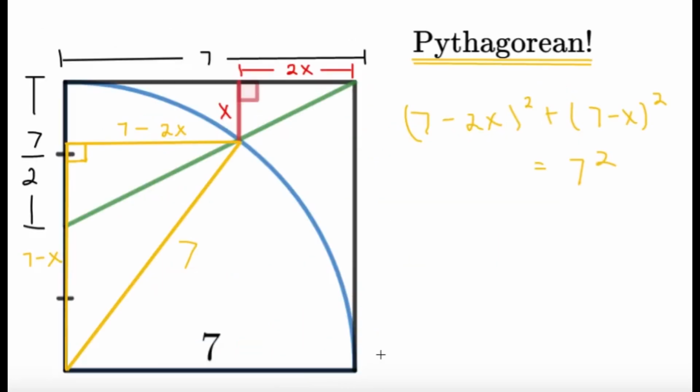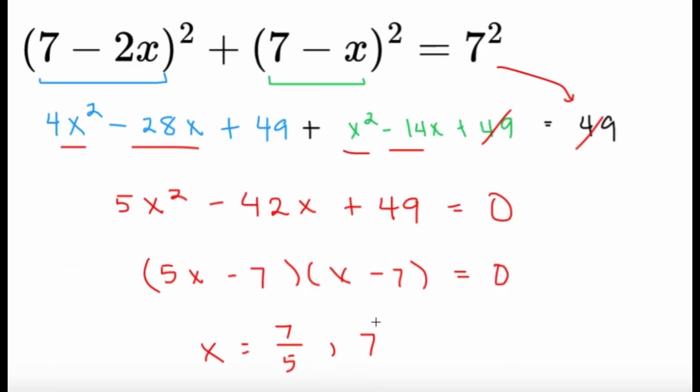But if we go back to the figure, it is pretty obvious that if x was 7, then it would mean that x here has the same length as the side of the square, which doesn't make sense in this context. So we can conclude that 7 here is not going to be the answer, just like an extraneous root.